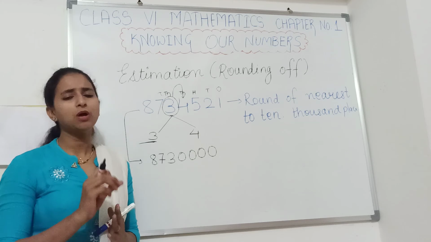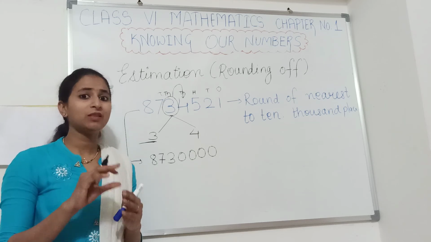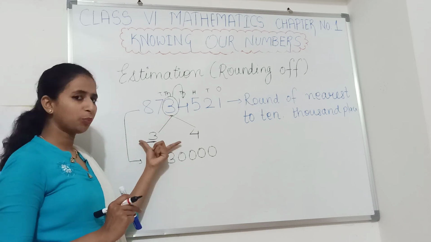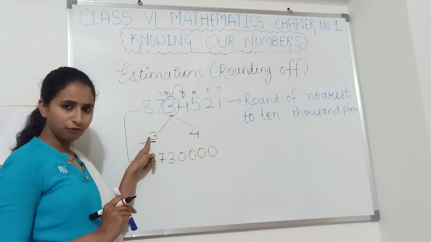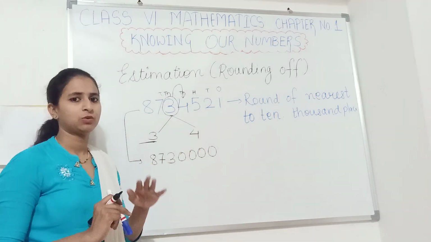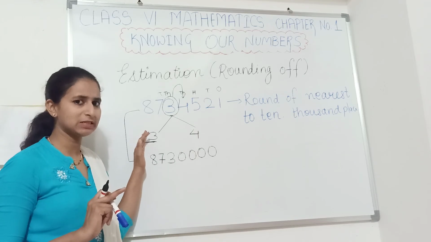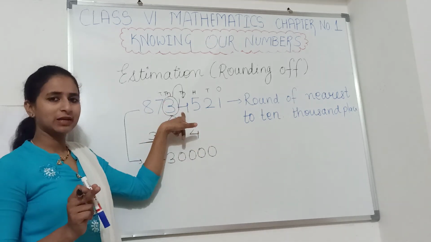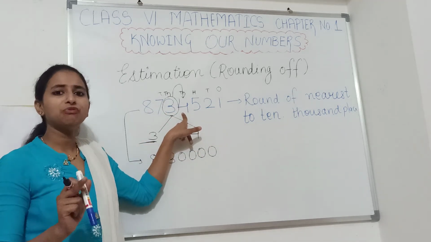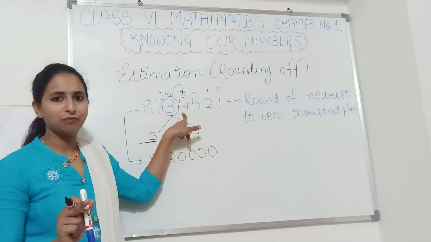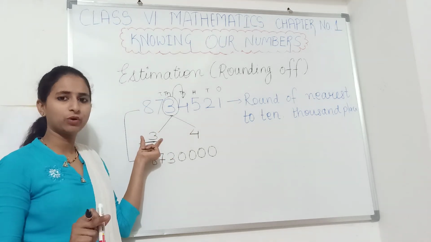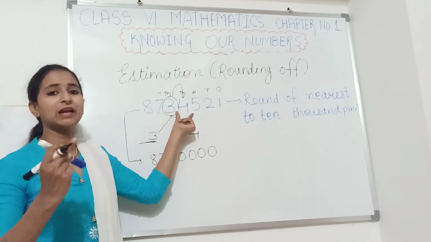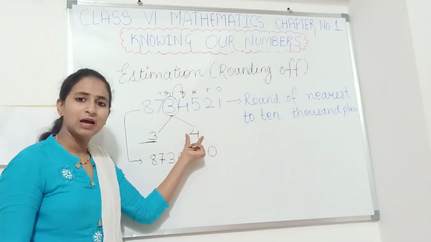First, you have to spot that place, and see which number is in that place. Next step, you write 2 possibilities from that: that number itself, or one number ahead. Are you going to keep that number as it is, or go one step ahead? Who will decide? My next number will decide. If the next number is less than 5, we stay with that place number only. If the next number is 5 or greater than 5, we jump to the next number.